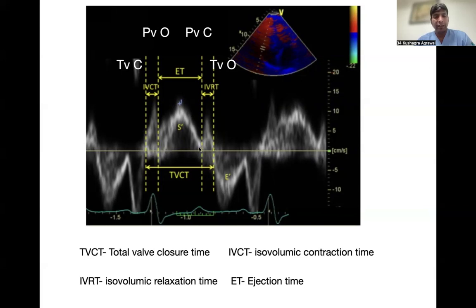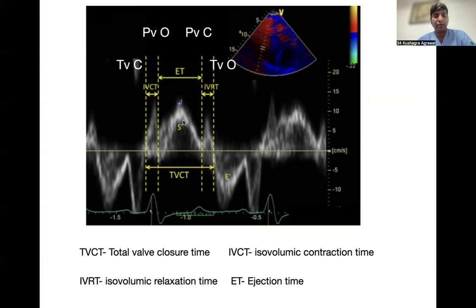And between this is the ejection time when there is this S wave. So, tricuspid valve closure, then there is isovolumetric contraction, and there is enough pressure to open the pulmonary valve. Now this pulmonary valve opens. After that, the ejection phase is there.